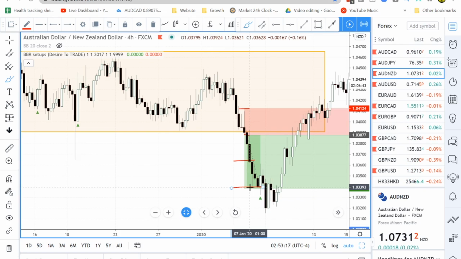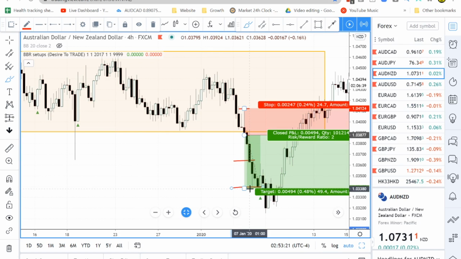And then you're good to go after. Nothing to do after that, which is good. It gives you a lot of free time, which is perfect. So that's how you would do it with fixed reward to risk to scale out of trades.